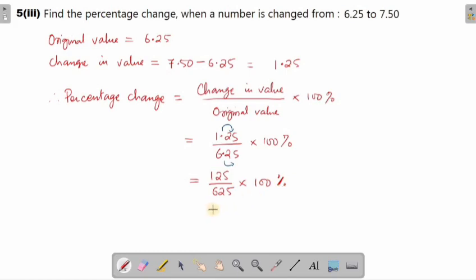Okay, so let's quickly calculate this now. Let's directly cancel with 25. When you cancel with 25, this becomes 5, and this becomes 25. 5 ones are 5, 5 5s are 25, again 5 ones are 5, 5 20s are 100. So that's why your final answer, that is the percentage change, again turns out to be 20% in this case as well, right?